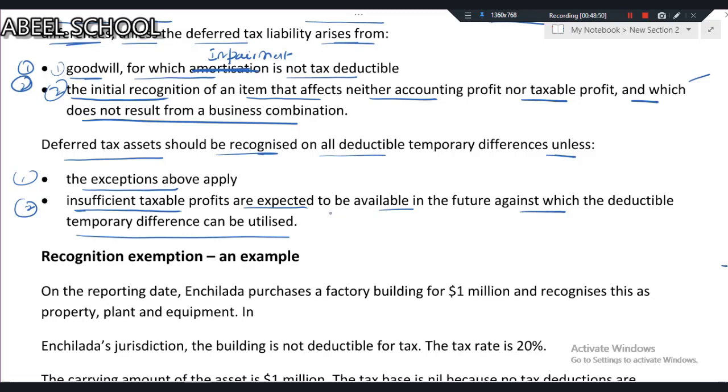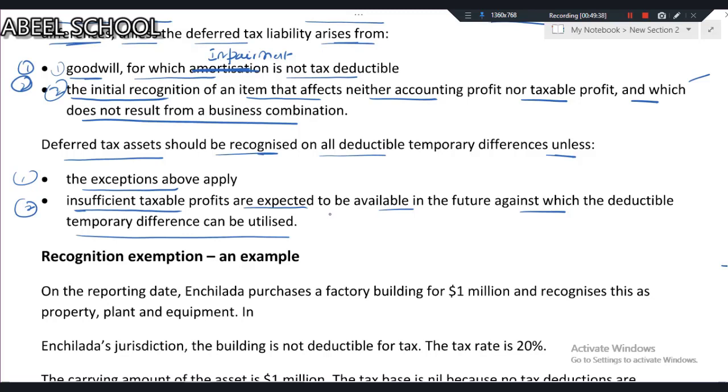What do you mean by this? Assuming you have deductible differences. Deductible differences mean in the current year, let's say you have paid more tax and in the future you will be saving tax. If you have net deductible differences in the current year, deductible differences into tax rate give you a deferred tax asset. Deferred tax asset means in the future you will be saving tax. You will only save tax in the future when you have taxable profit in the future. If your company estimates that there will be insufficient taxable profit available in the future against which the deductible difference can be utilized, then you should not be recognizing a deferred tax asset.